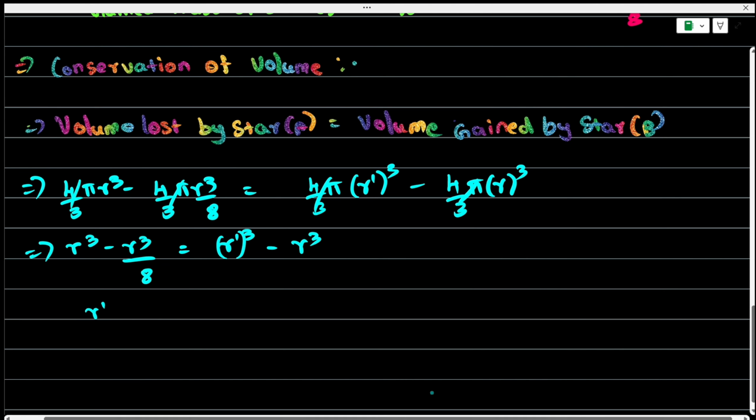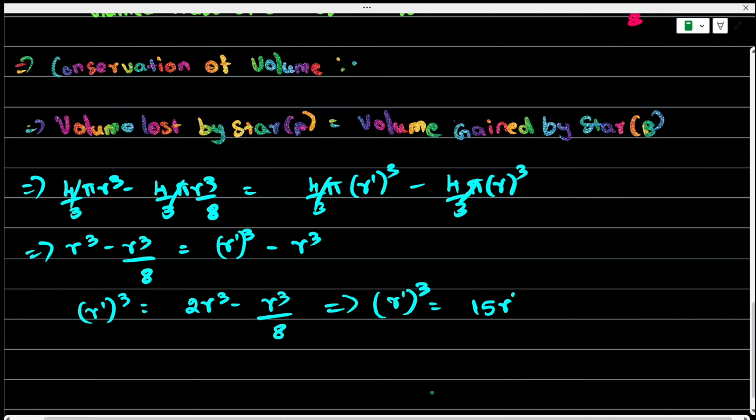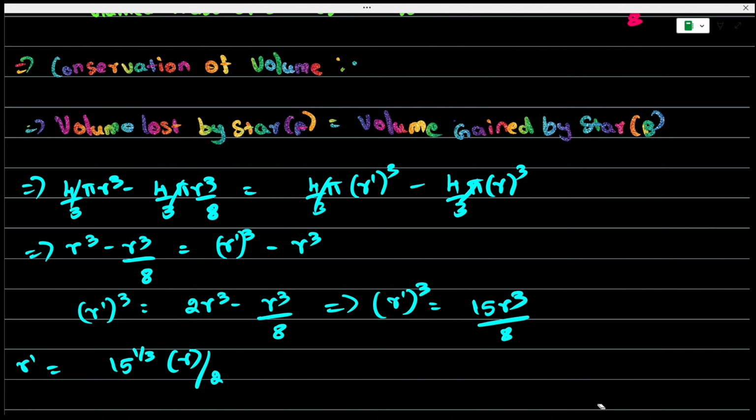So r dash cube is equal to 2r cube minus r cube by 8, which implies r dash cube is equal to 15r cube by 8. So r dash is equal to 15 to the power of 1 by 3 into r divided by 2. This is the value of r dash, the new radius of star B.